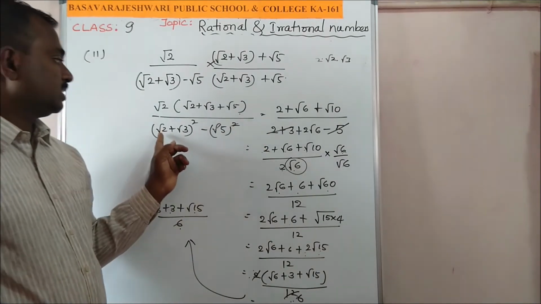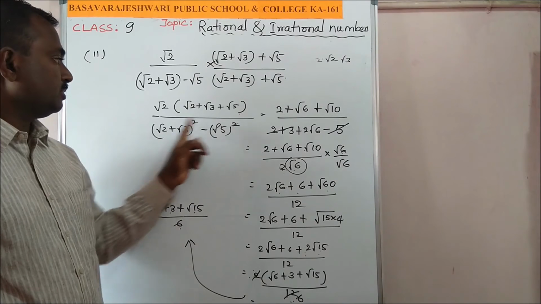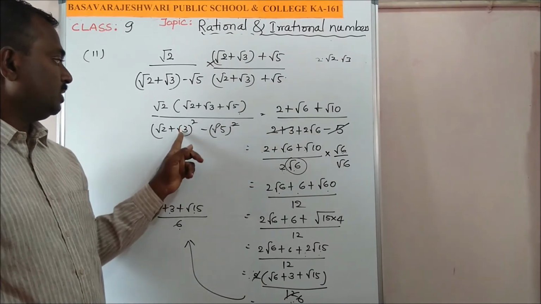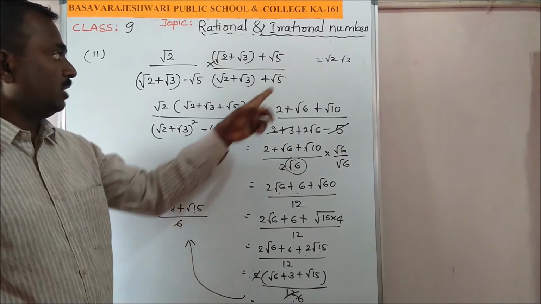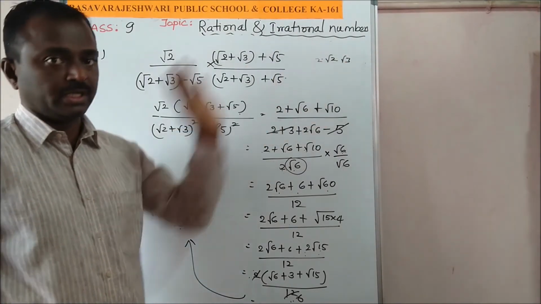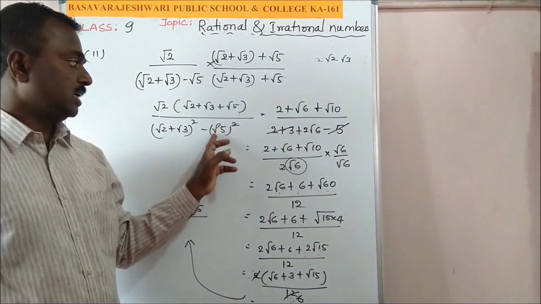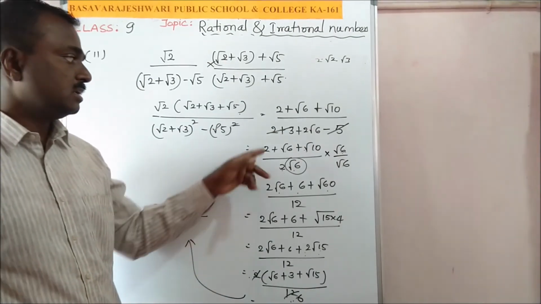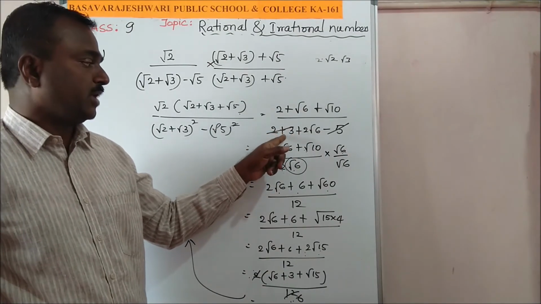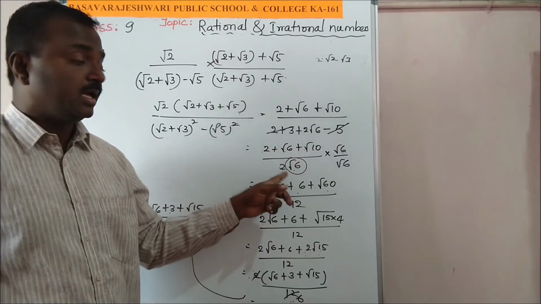So (a plus b) whole square: a square means root 2 whole square, 2; b square means root 3 whole square, 3; and 2ab, 2 into root 2 into root 3, that is root 6, so this is 2 root 6. And here square and root cancel, 5 remains. Next step, numerator as it is. Here what remains? 2 plus 3, 5, plus 5 minus 5 cancels. Only 2 root 6 remains. Again it is an irrational number.